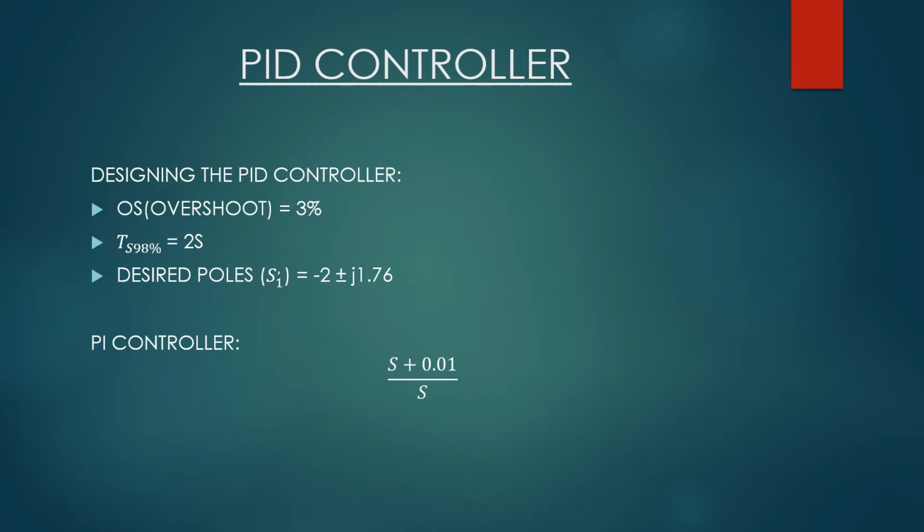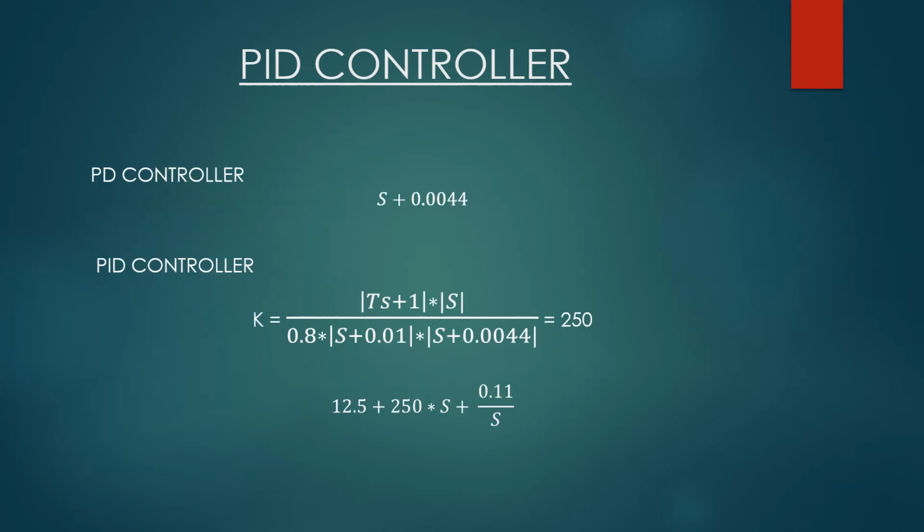Before calculating the PID controller, we have to first calculate the PI component of the PID controller, and the following equation was found for the PI controller. Furthermore, the PD controller equation was found to be the following. After calculating both the PI and PD components, the final PID controller equation was found. The K value for the PID controller was found to be 250.